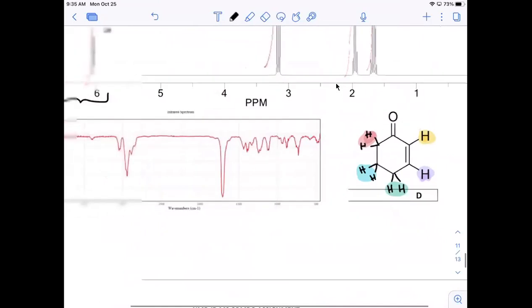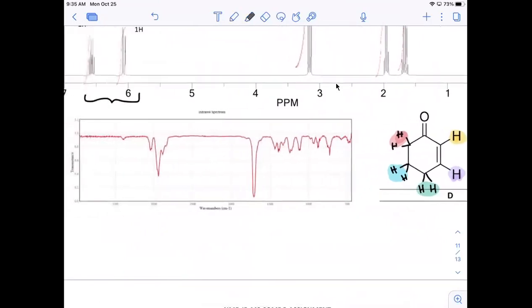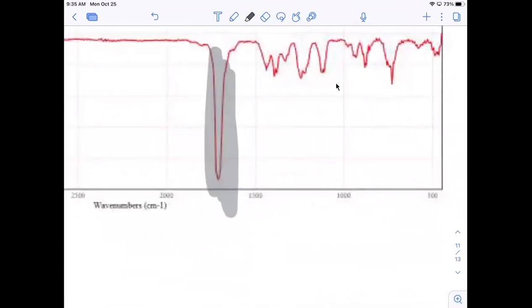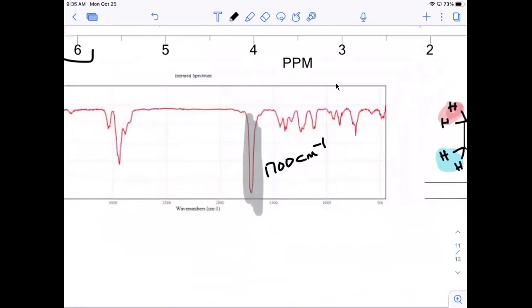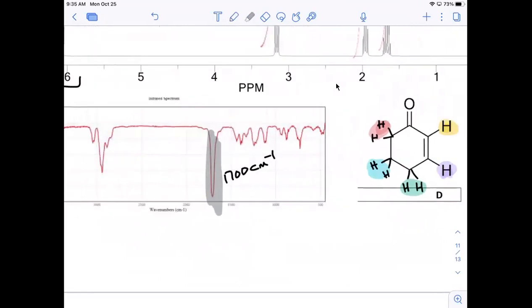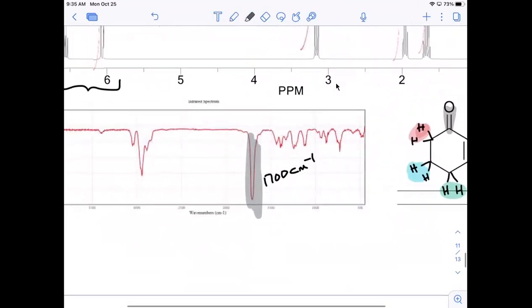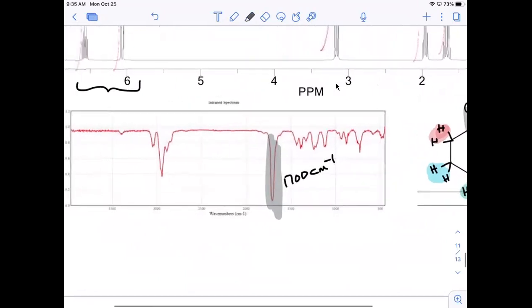the infrared. You can see a nice carbonyl stretch right here. And that's about 1700 reciprocal centimeters, right? That's going to correspond to your ketone. And then you also have some alkyl stretching down here because of the ring.